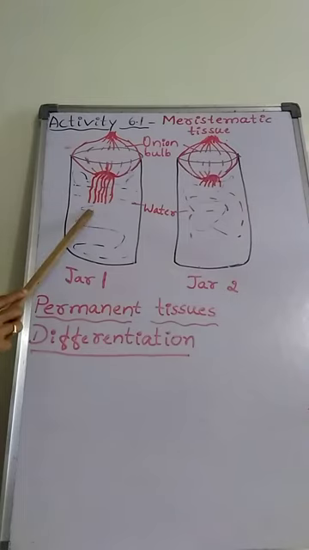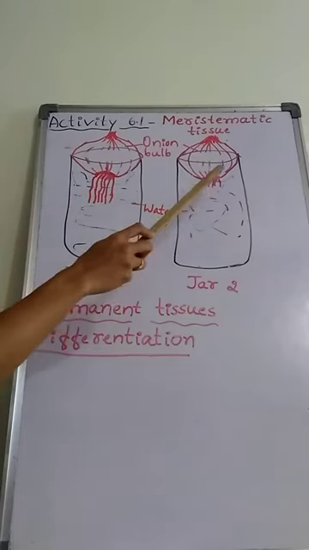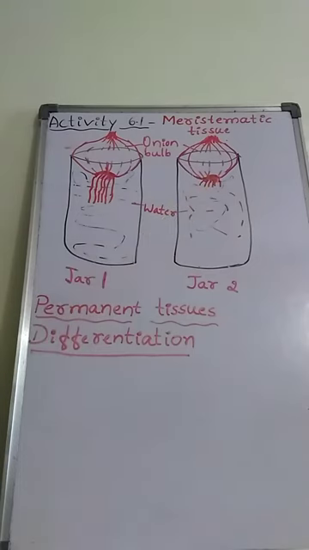That means here the length of the root increased on the 5th and 6th day, whereas the root of the onion bulb present in the second jar does not show any growth on the 5th and 6th day. That is due to the removal of apical meristematic tissues present at the tip of the root. This activity indicates that apical meristematic tissues are present at the tip of the root.